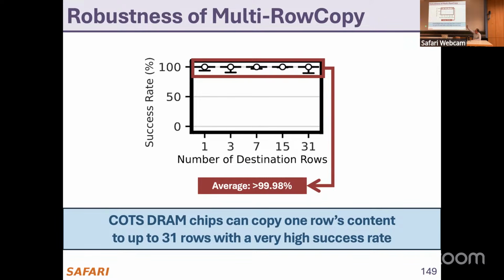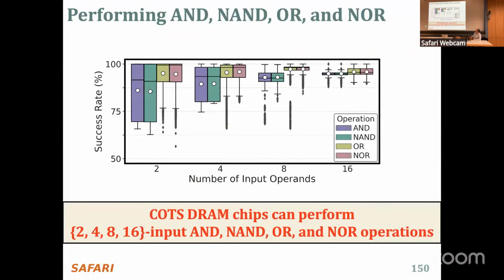That slide applies to some AND and OR. For multi-row copy, you get almost perfect reliability, regardless of the number of destination rows. For AND, OR, NAND, and NOR, you don't get perfect reliability. Your success rates are sometimes 50% or close to 50%, usually higher than 50%. In some cases, you get higher success rates, which is not bad.